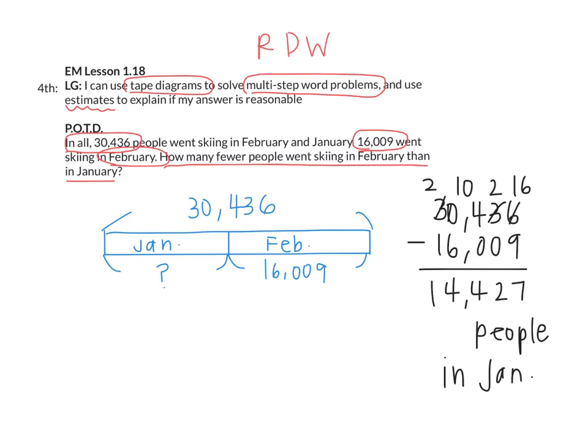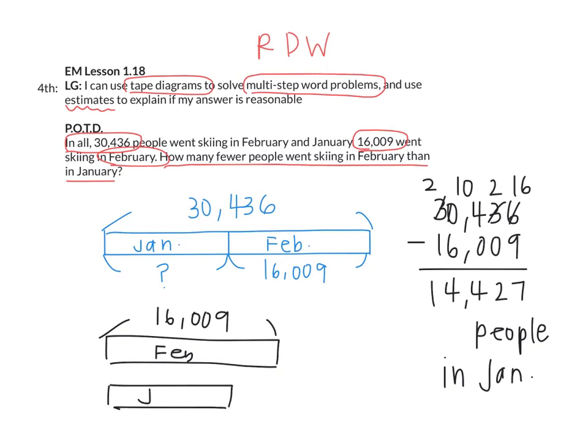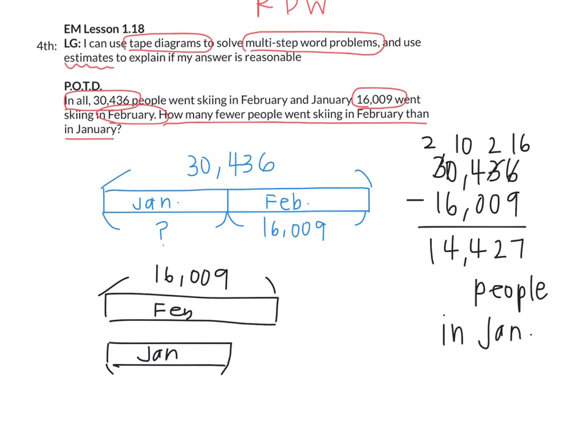I need to take away. I can draw another tape diagram, actually. I can show that this is February's amount, 16,009. And I can show that this is January's amount. It's a little bit less at just 14,427. And all of this extra stuff, that would be the difference, and that's what we're trying to find. Does that make sense? So you can see that when you have different steps in a word problem, you might need to draw multiple tape diagrams to show them.